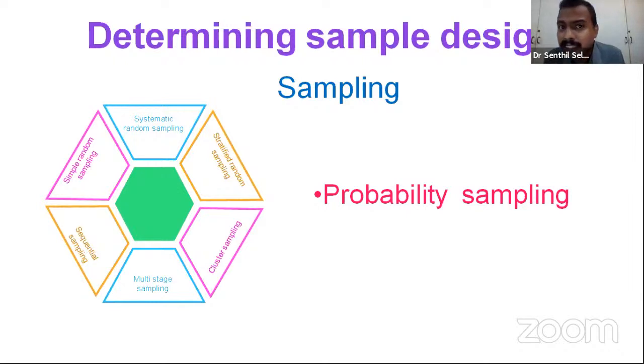Then the multi-stage sampling. It is conducted if the sampling has to be done on a larger scale, nationwide. First, I'm going to select from the nationwide population. From that, I'm going to select a single state. After the single state, I'm going to select the samples from the selected districts, then to a selected village. Like that, I'm going to streamline the process from a larger scale to a smaller scale. It is called multi-stage sampling.